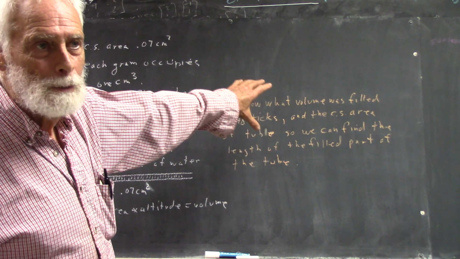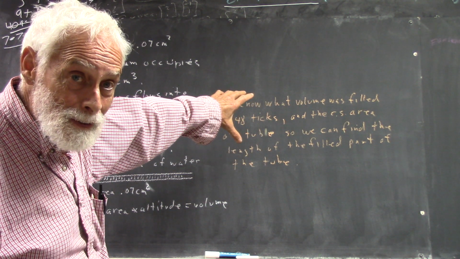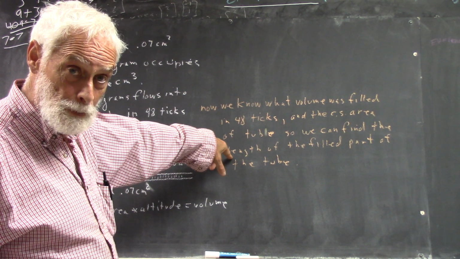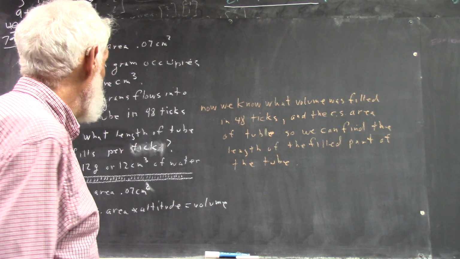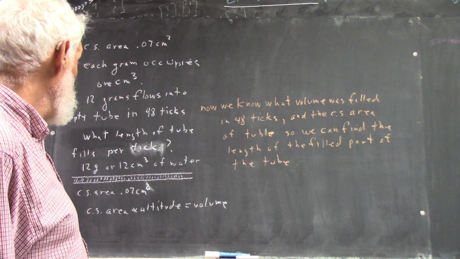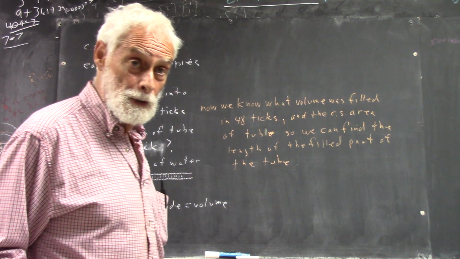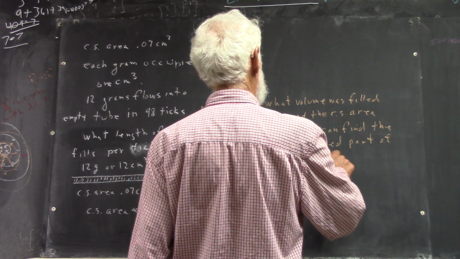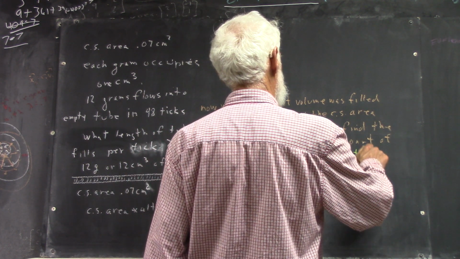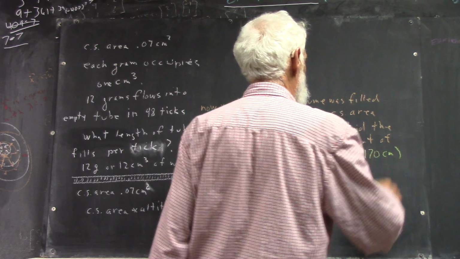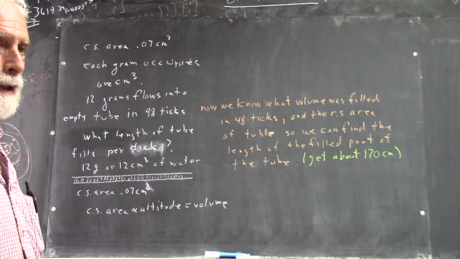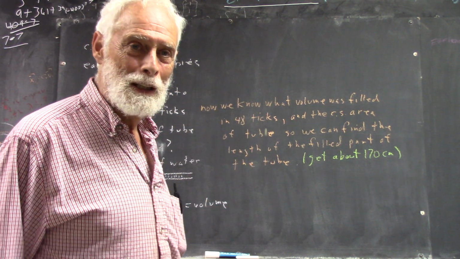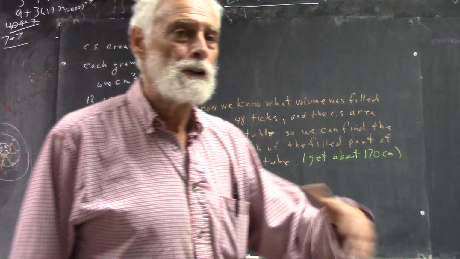I'm going to go ahead and put a number down here, because I don't know that people are focusing on the fact that you know the length of the tube that got filled at this point. The length of the tube that gets filled in 48 ticks is going to be about 170 centimeters. So using that number, where did you get that number? Well, divided by 0.07. I'm not going to tell you where he got that. We got this and we got this. You can figure out where we got it.